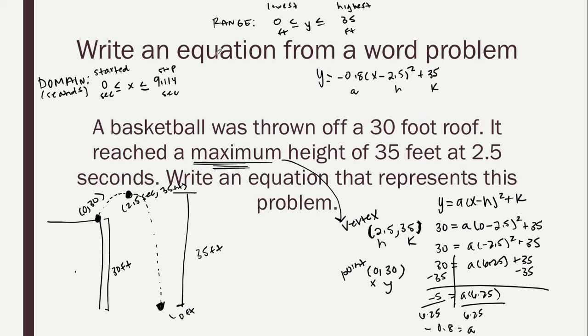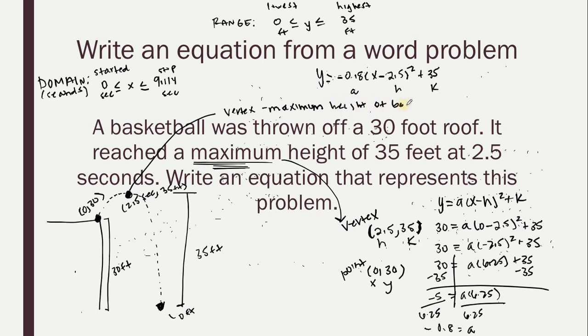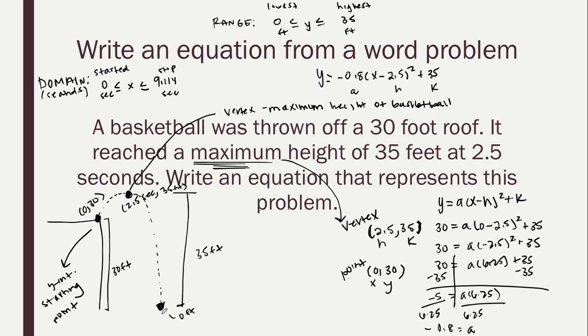So we have our domain, we have our range. We know that the vertex represents the maximum height of the basketball. We know that our y-intercept represents the starting point of the basketball. And we know that our zero, our only x-intercept here, represents when the basketball hits the ground.